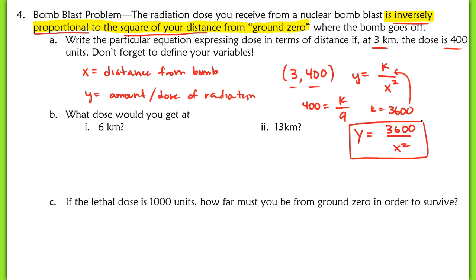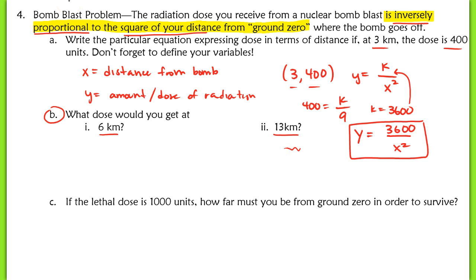Now using that, we can answer some of these questions here. I'm going to let you guys do part B here to find the dose that you get at 6 kilometers away from the bomb and 13 kilometers away from the bomb. So remember that as the x value increases, then the y value should decrease. So the farther away you are from that bomb, the less of a dose of radiation you're going to receive.